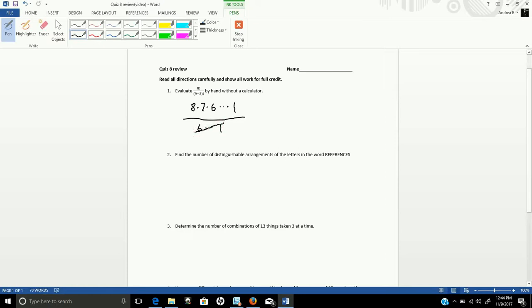So all of these factors in the bottom cancel out with those same factors on the top. So remember, anything in the numerator and denominator that are the same for factors, you can cancel out. So then we're left with just 8 times 7. And if we do 8 times 7, we get 56 for our answer here.